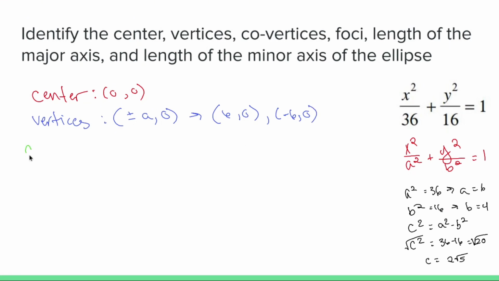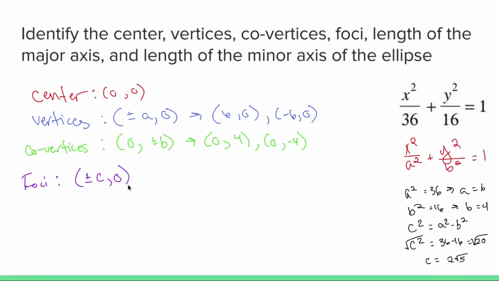Your co-vertices, similar but different, are going to be 0, positive or negative b. So that's going to turn into 0, positive 4, and 0, negative 4. Okay, so those are your co-vertices. Your foci, when it's centered at 0, 0, are going to be positive or negative c, 0. So in this case, that's going to be positive 2 root 5, 0, and negative 2 root 5, 0.